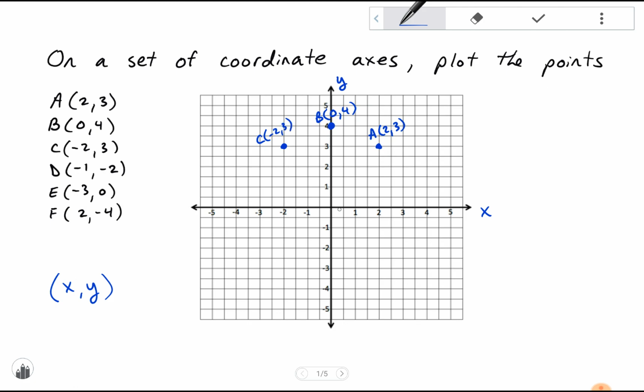D is at -1, -2, so that means we go to the left 1 and down 2. Both the values are negative. E is at -3 and 0. That's right there. So 0 means that we move no units in the y direction, so it's right there on the x-axis. So this one right here is E, -3, 0. F is 2 and -4, so you'd find that one right there, 2 and -4.